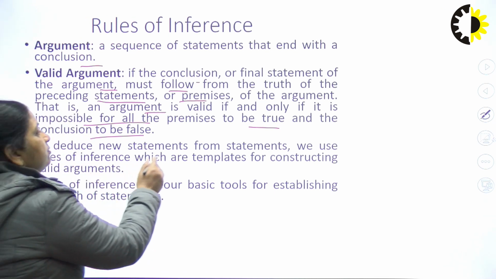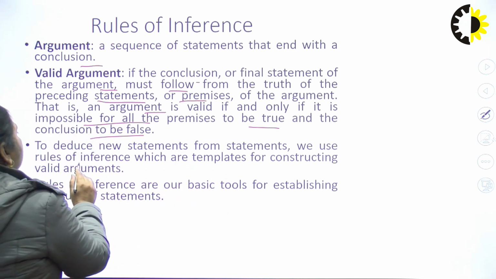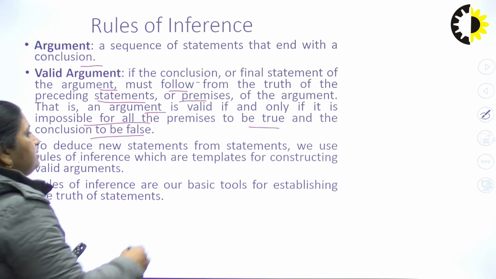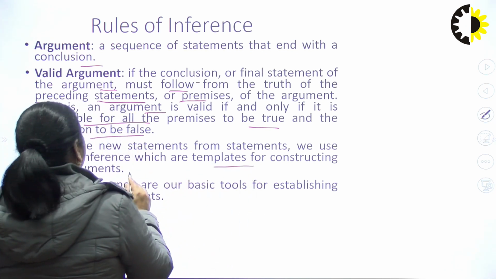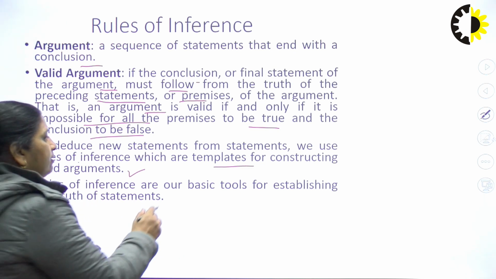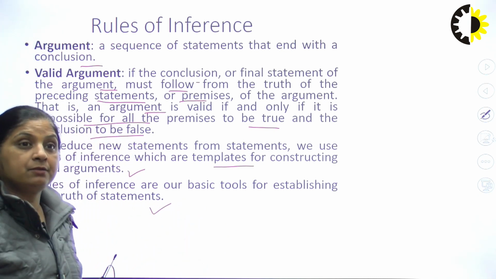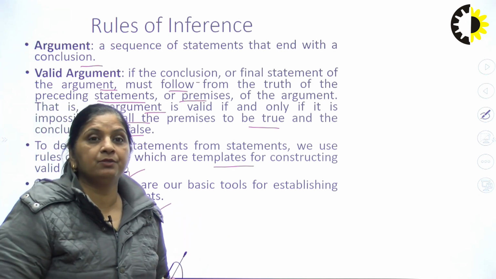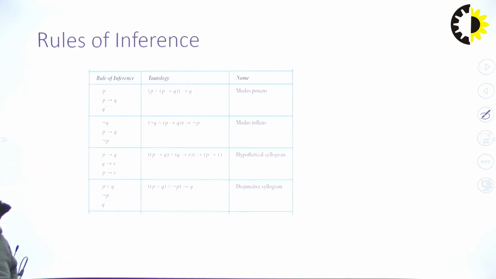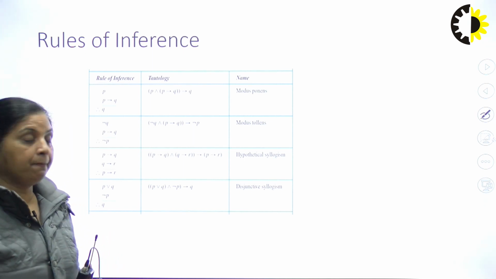To deduce a new statement from the given statements, we use rules of inference. Rules of inference are templates for constructing valid arguments. So rules of inference are our basic tools for establishing the truth of statements. Now we'll talk about some rules of inference. We have these standard rules of inference.